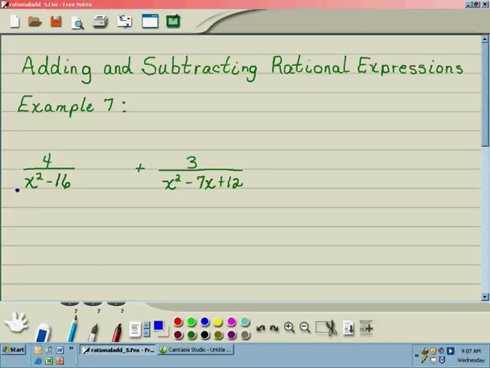Factoring x squared minus 16, always check for a common factor first. In this case, there isn't a common factor, and with it being two terms, we want to look to see if it's the difference of two squares, which it is. And so that'll factor into x minus 4, x plus 4.